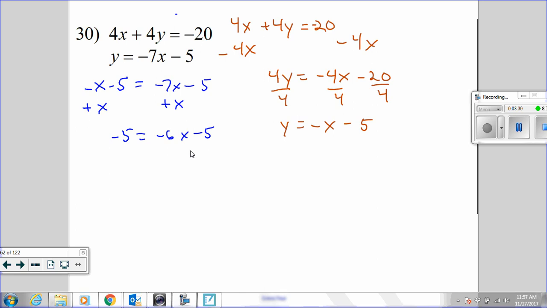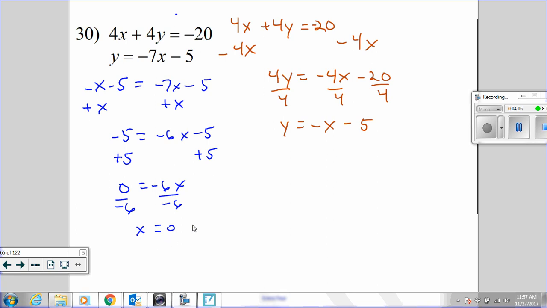Next thing I'm going to do is continue to isolate this x by adding 5 on both sides. Once I add 5 on both sides, that's going to give me a 0 on the left and negative 6x on the right. Now, to isolate this negative 6x, I'm going to divide by negative 6 on both sides, and that'll leave me with x is equal to 0.